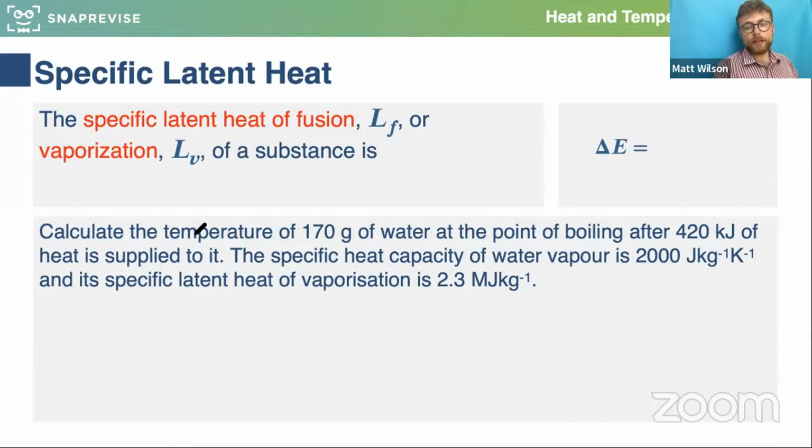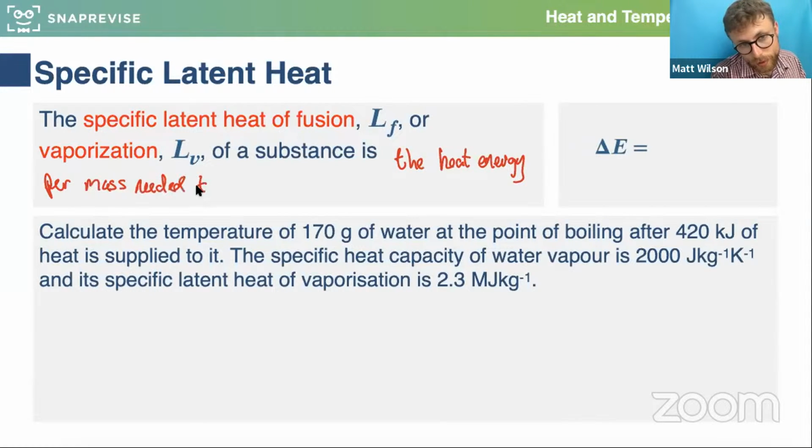The specific latent heat of fusion or vaporization of a substance is the heat energy per mass needed to change the state, i.e., fuse or vaporize. Note that fuse here just means freeze, really. Change the state of the substance.